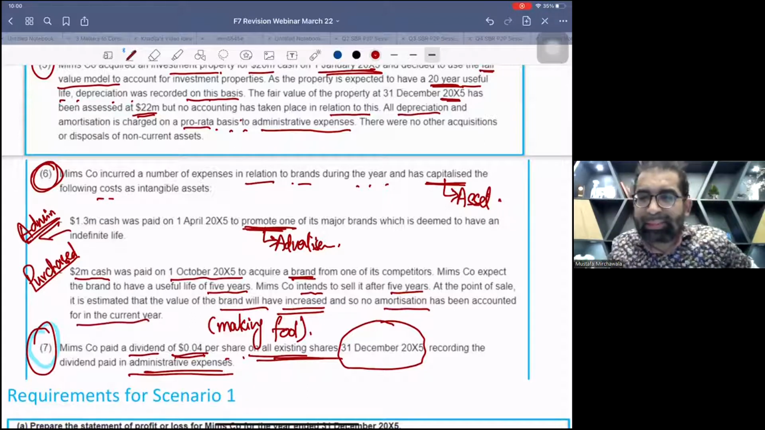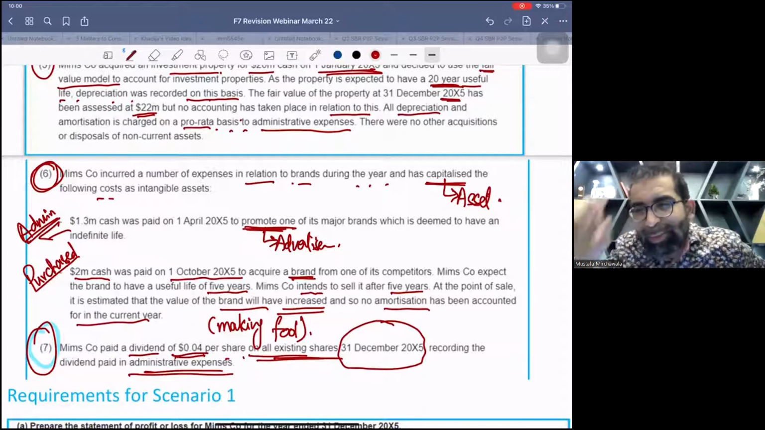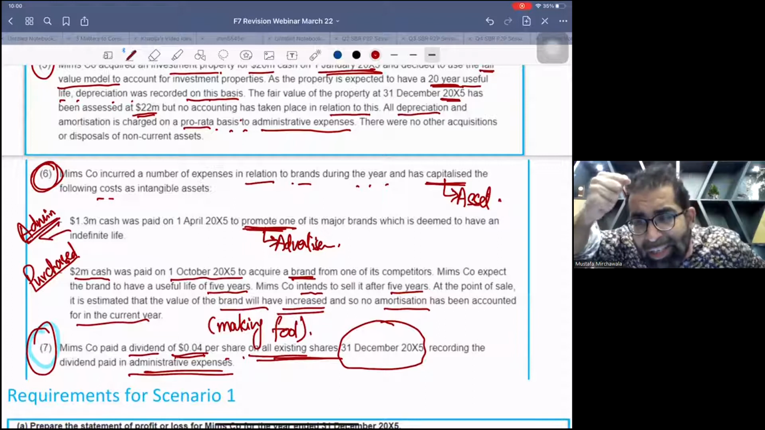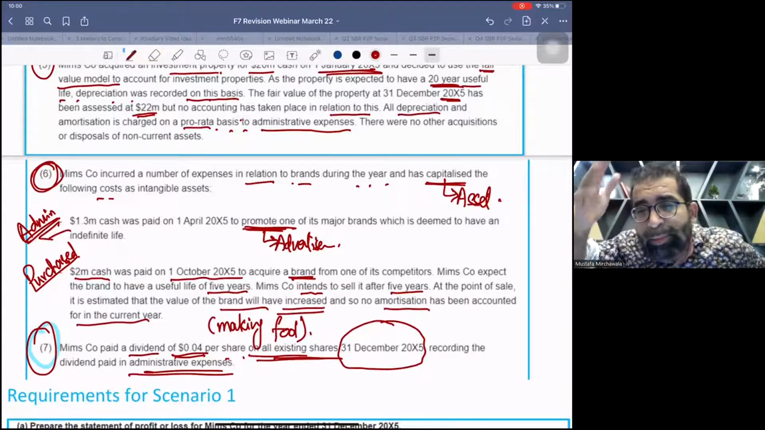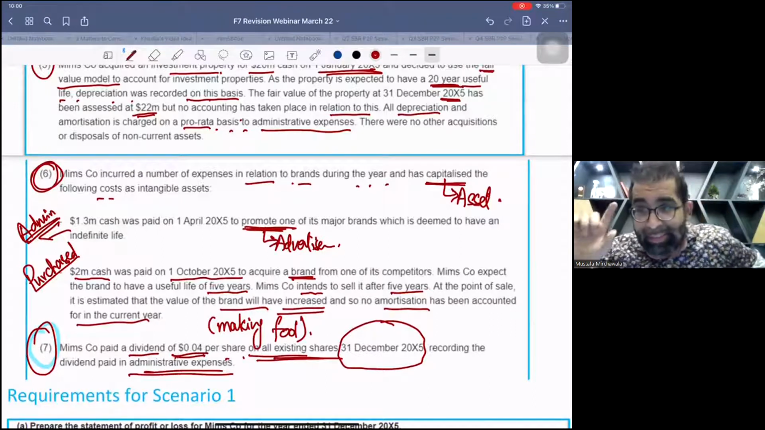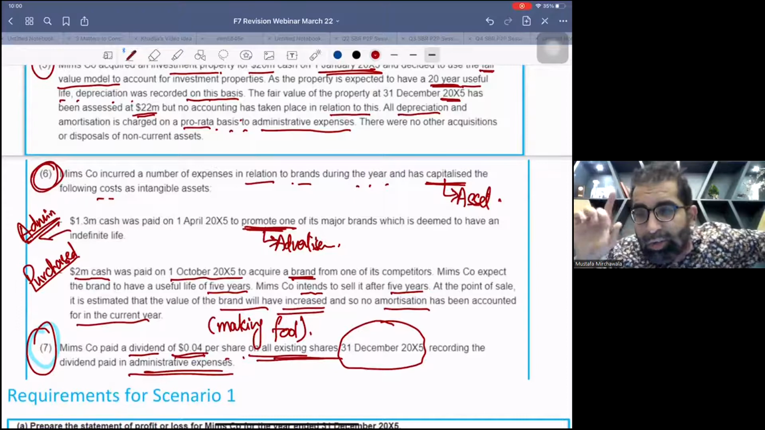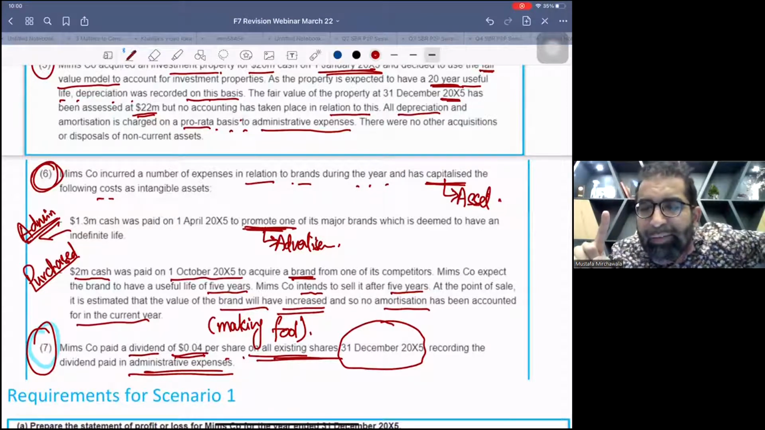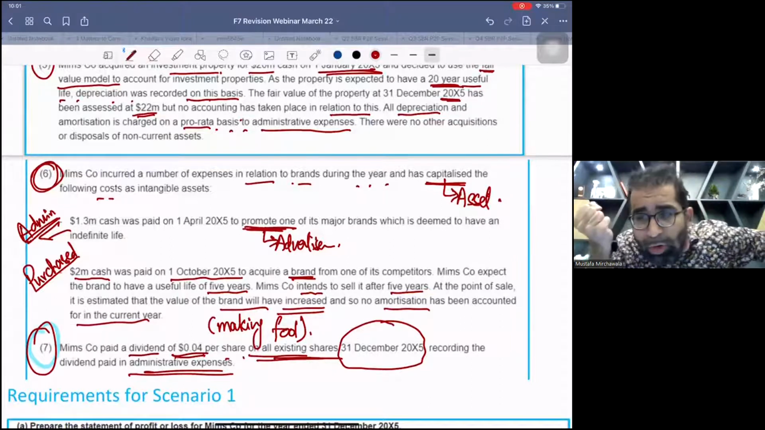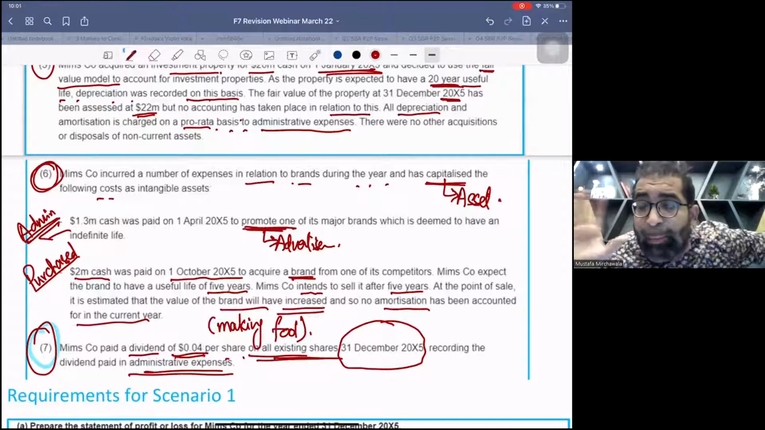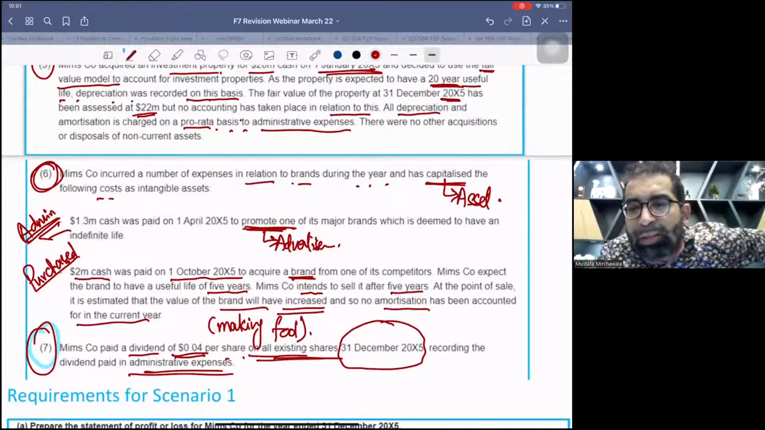My dear students, for intangible assets, it's very difficult to use the revaluation model. And I hope you have studied this IAS. This is the technical point. In IAS 38, the revaluation model is only allowed if an active market for that intangible asset exists. An active market means that intangible asset is sold on a daily basis. And this brand is our brand, we just bought it. It is not going to be sold on a daily basis. So you cannot apply the revaluation model. Don't think about this revaluation stuff here.